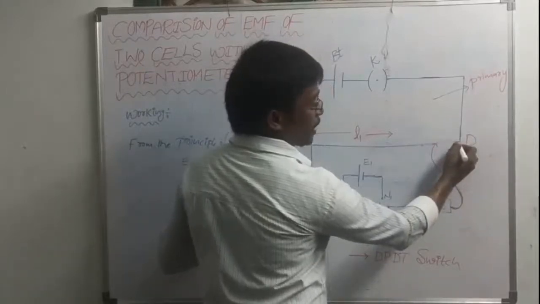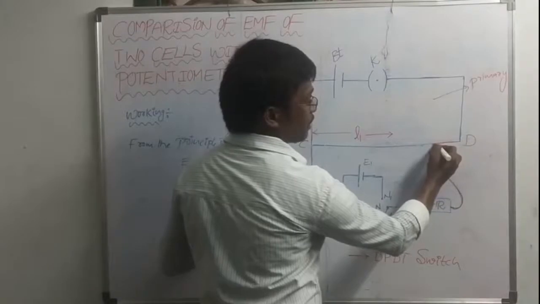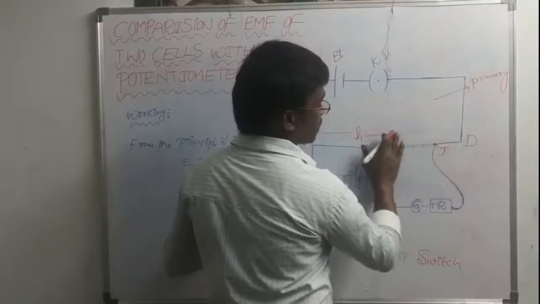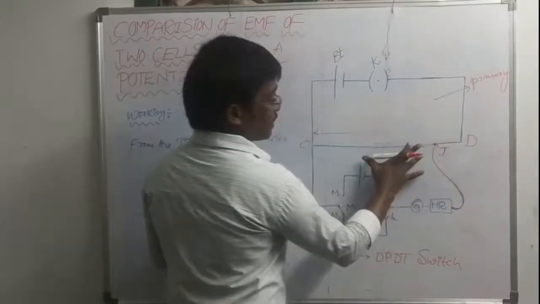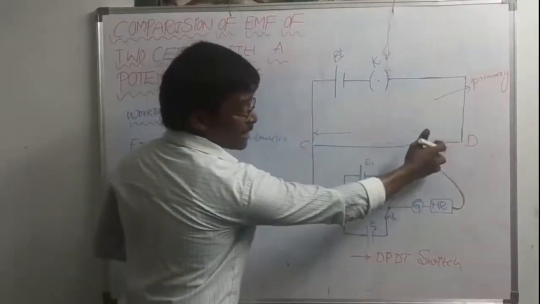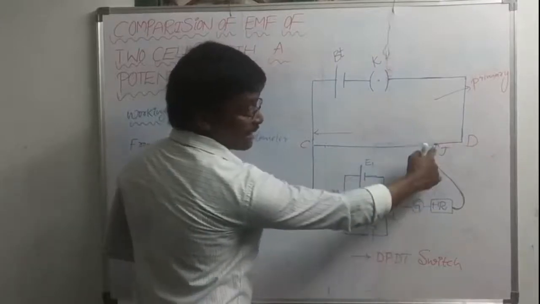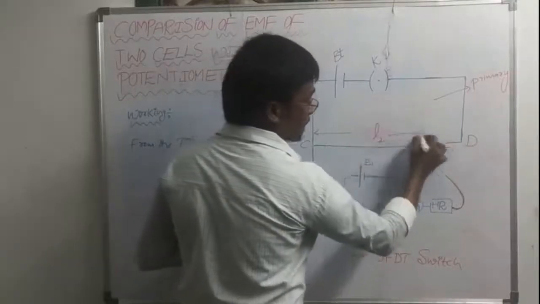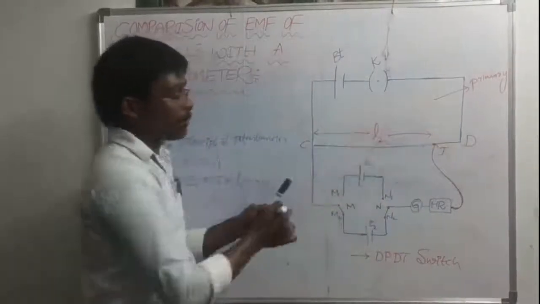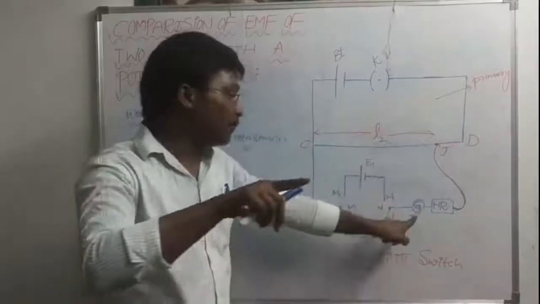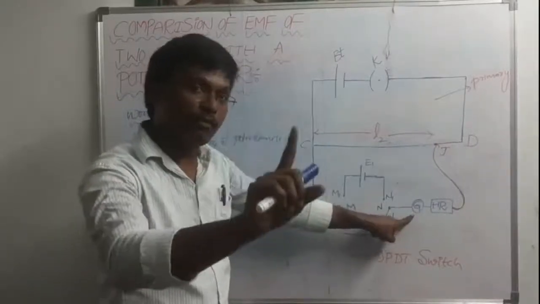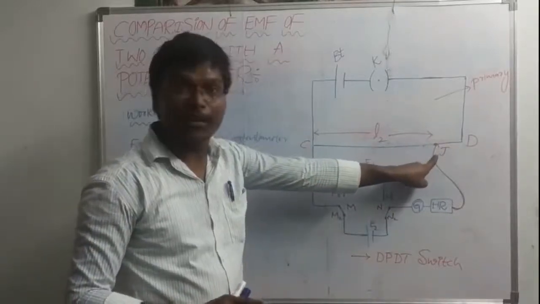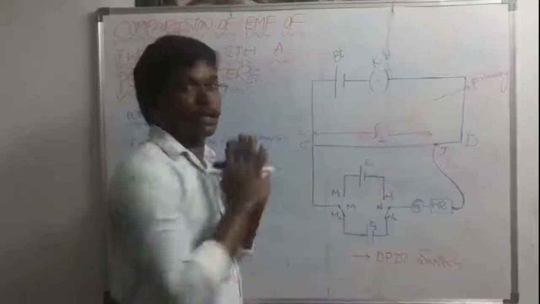First of all, I will keep the jockey here. After reaching here, it shows zero deflection. So what is the balancing length here? At this point the galvanometer is showing zero deflection, which means this is the balancing length. At the point where the galvanometer shows zero deflection, you can keep the point J. That is the balancing length.